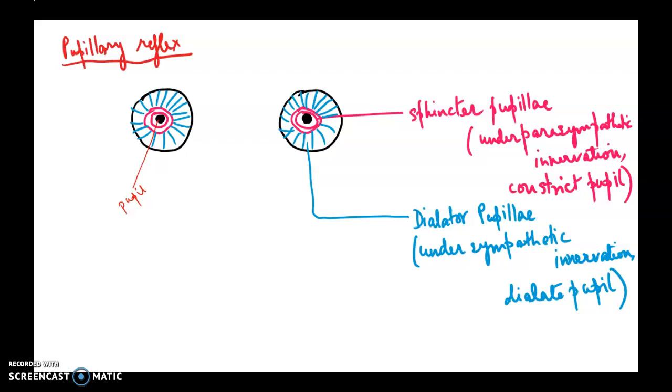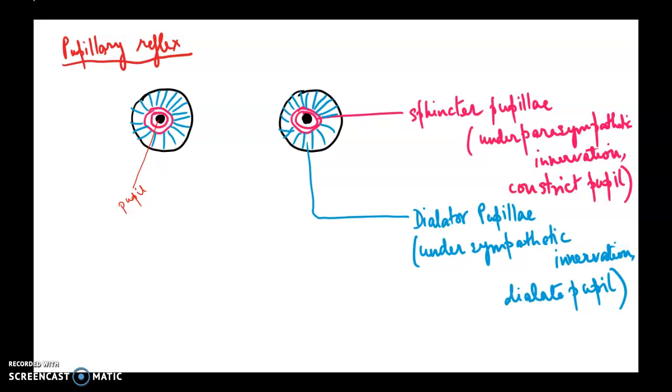Pupil is the opening present at the very center of the iris, and through the pupil light rays enter the eye. That's a function of pupil. It allows light rays to enter the eye. Surrounding the pupil we do see pink colored circular sphincter muscles, and these are called sphincter pupillae muscles.